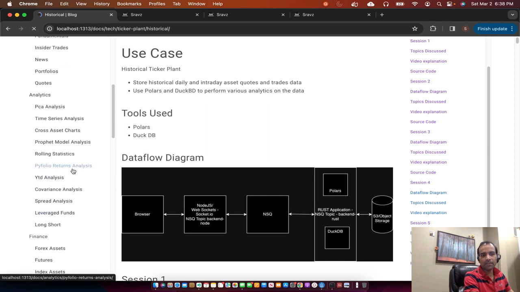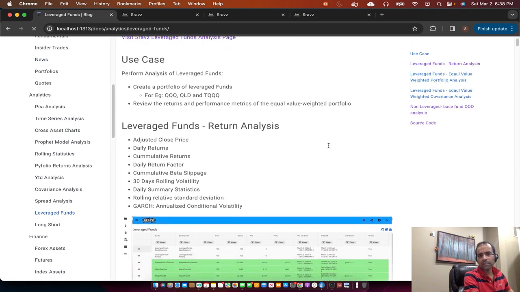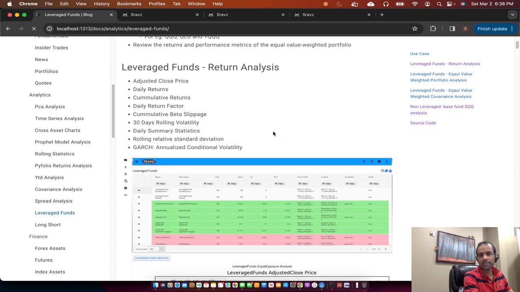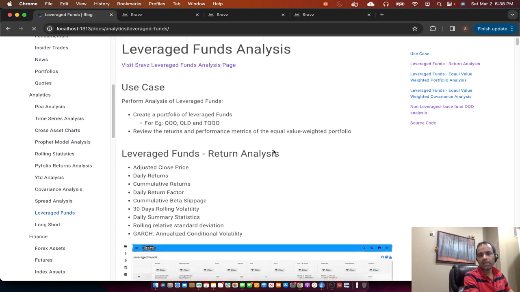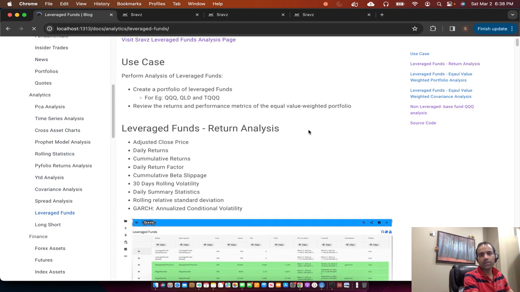So the leveraged funds is in the analytics section, in the leveraged fund section here. Today we'll discuss the screens which will show the leveraged funds analysis. I'll quickly show how to access the links via the UI. And also I deployed the leveraged funds analysis to the UI, as I mentioned in the last session.